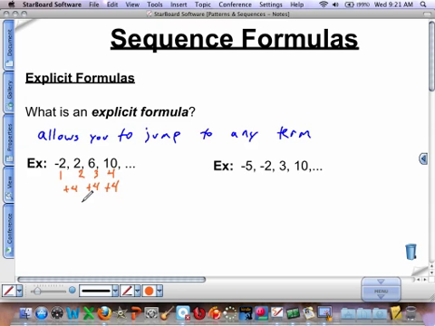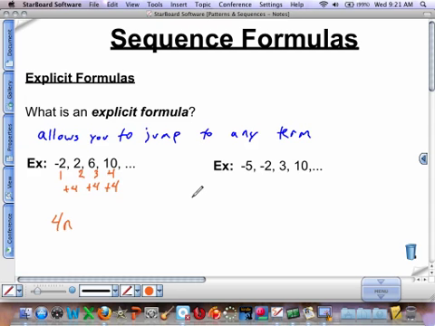Okay, let me ask you this. We're increasing by 4 every time, right? Anytime you're adding or subtracting, the easiest way to do that is to take that value and multiply by n. So since we're adding 4, it's going to be positive 4 times n. That's the beginning piece. We're not done. This is one of those things where you're going to constantly have to give and take, make fine adjustments.